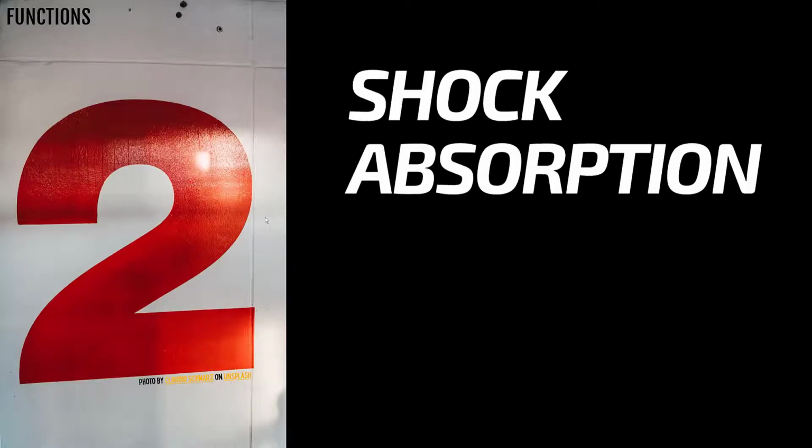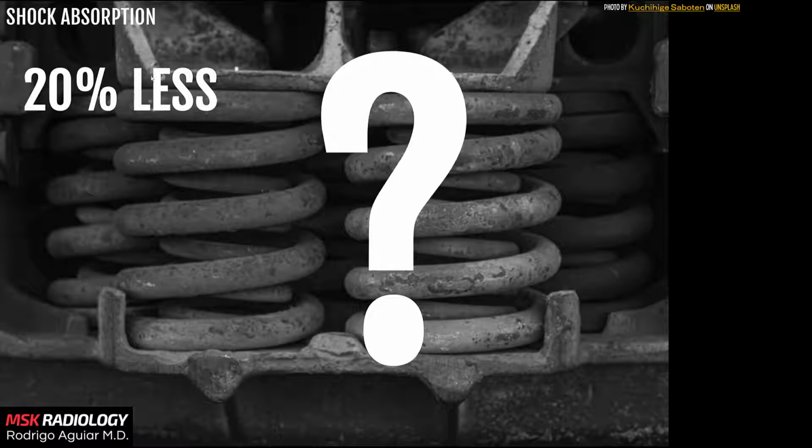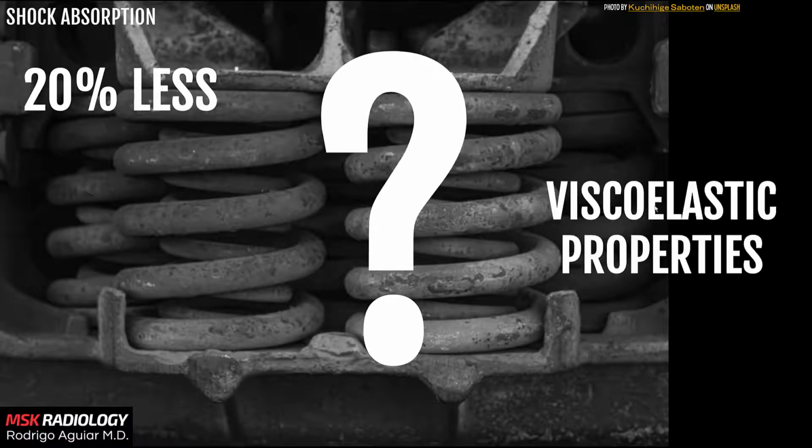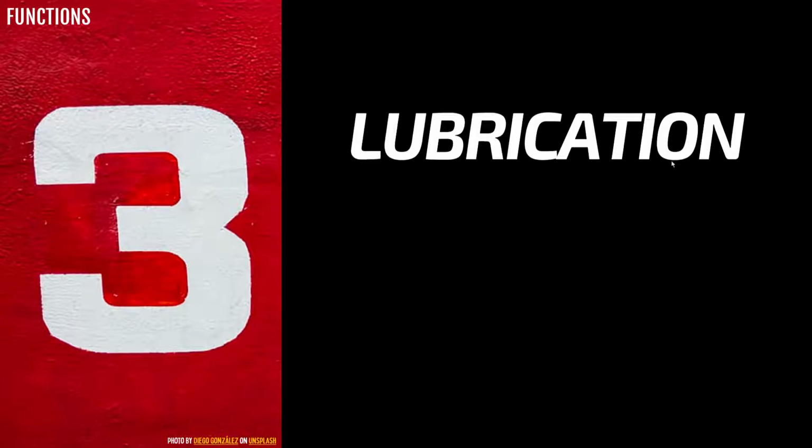It has been shown that shock absorption is approximately 20% less in knees without menisci, and its function is associated with meniscal viscoelastic properties. Additional work has identified that it is a multifactorial phenomenon, with the surrounding musculature and the hyaline cartilage also playing a significant role. And now let's talk about the other meniscal function, the joint lubrication, another important function.